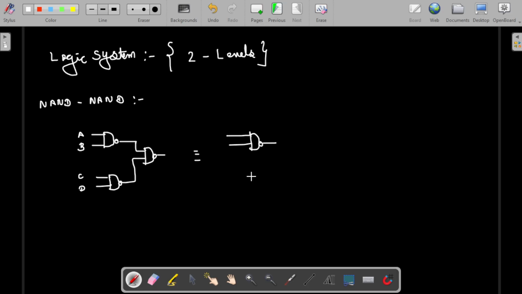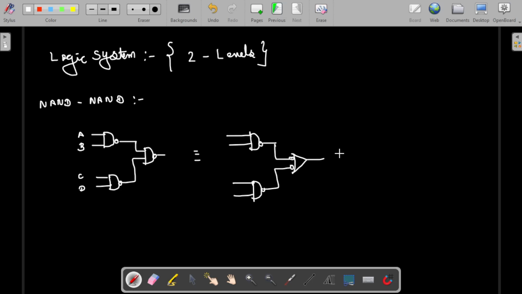This gate won't be changed. This gate also won't be changed. But we have pushed the bubbles to the side. So if we push this bubble to here, we have to do two things. One is to change the gate functionality, so that will be changed from AND to OR gate. And the inputs need to be complemented. That is why we added bubbles here.